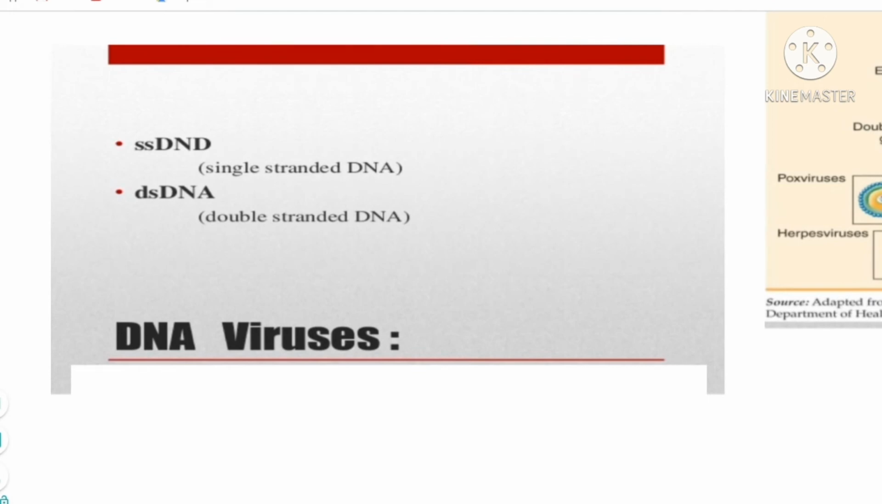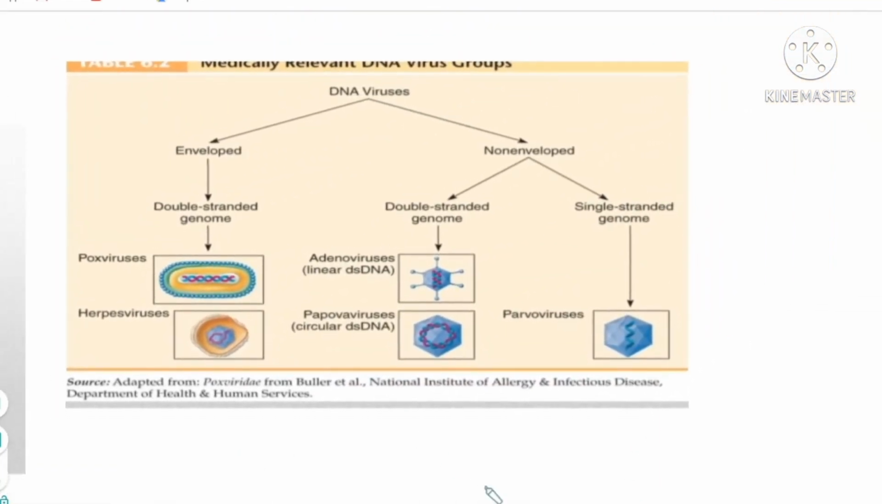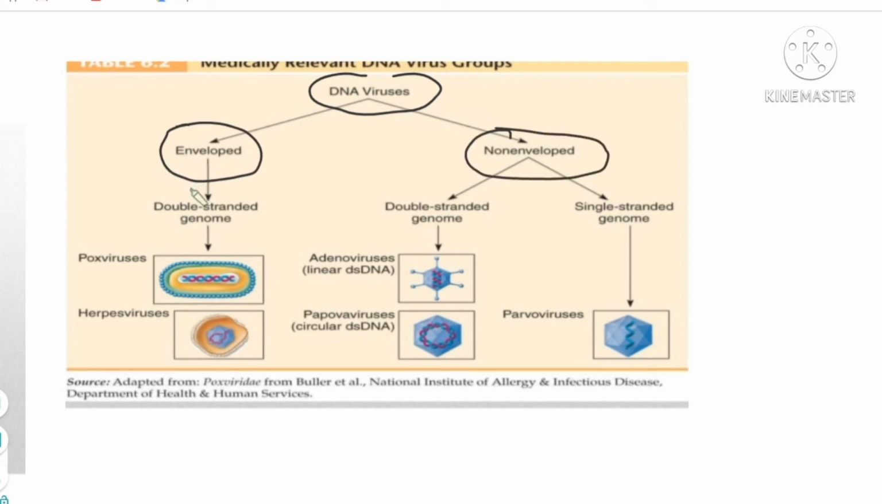This genome is actually of two types in viruses. First is DNA viruses. DNA can be either single stranded or double stranded. What's single stranded and double stranded? Look at this picture here. Here there are DNA viruses. DNA viruses can be enveloped or non-enveloped. Enveloped viruses are mostly double-stranded. These contain mostly a double-stranded genome.